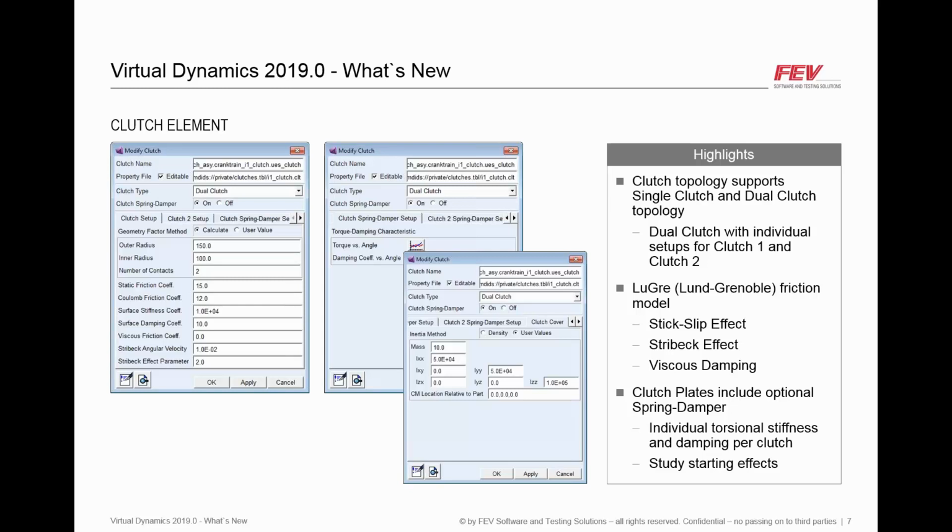damping. Optionally, we can also have a spring damper in the clutch plates to address individual torsional stiffness and the damping per clutch. And it is crucial for starting effects, to study the starting effects.